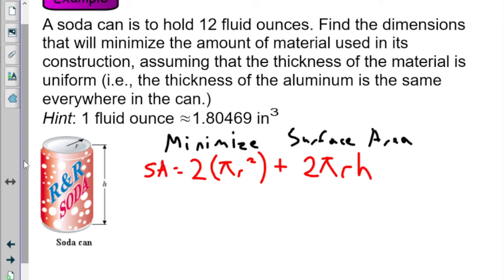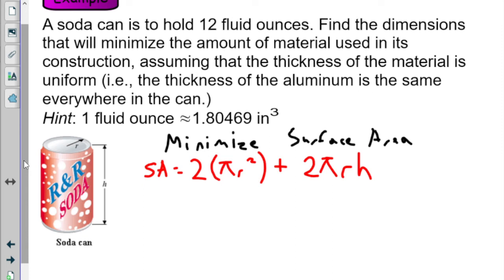Now, what is our constraint? Our constraint is that it holds 12 fluid ounces. If it holds 12 fluid ounces, how much the can can hold is what? That's the volume. How much space it takes up, how much it can hold, how much liquid it can hold, that's a volume question. So we're going to use volume.